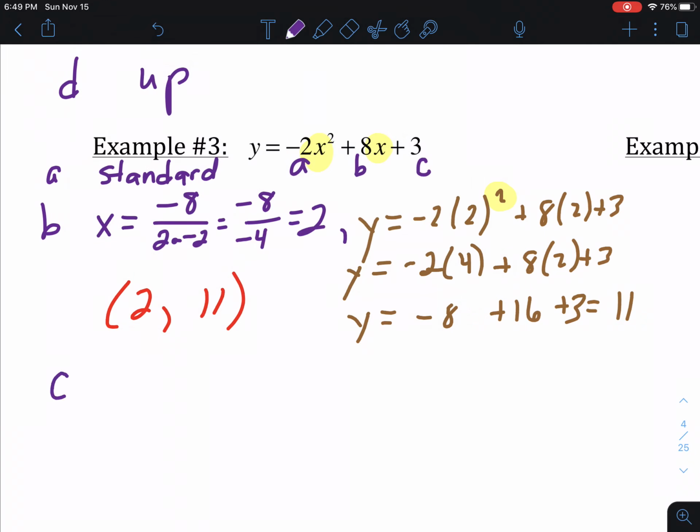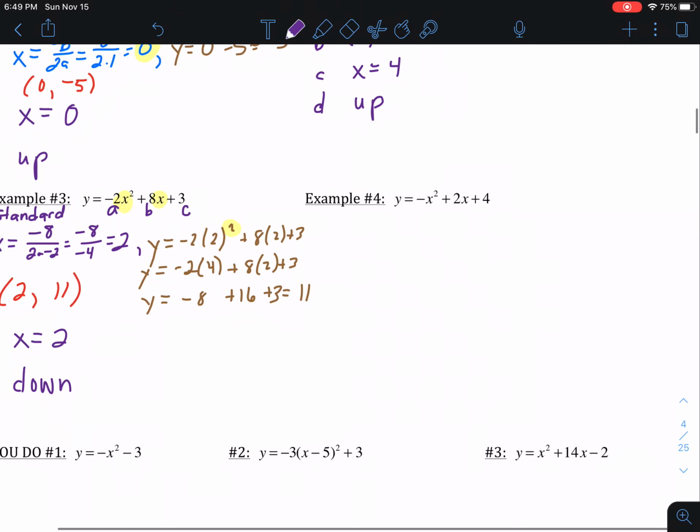My AOS, axis of symmetry, x equals 2, from the x-coordinate of the vertex. And then D, would it open up or down? Now this one, look at the A. The A is a negative. Therefore, if we were to graph this, it would open down.